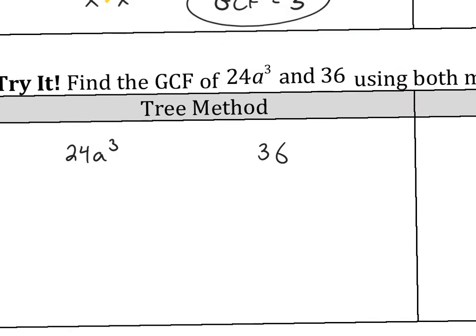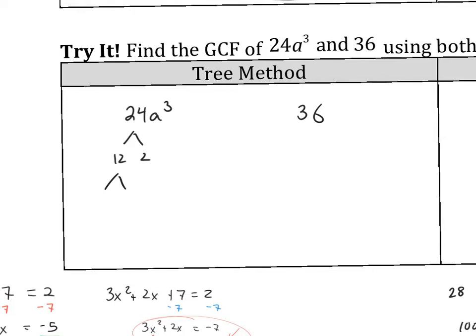So if I do a tree diagram on this, the 24 is 12 and 2 probably. And then the 12 can go 2 and 6, and then another 2 and a 3. And notice that the a cubed is actually very simple. The a cubed is just a times a times a. You don't have to break it up into 2. I broke this one up into 3 just because it's straightforward. So that means the prime factorization is 2 times 2 times 2 times 3 times a times a times a.